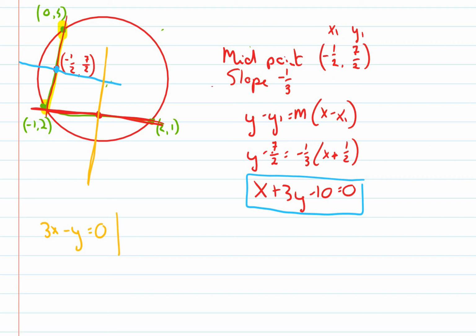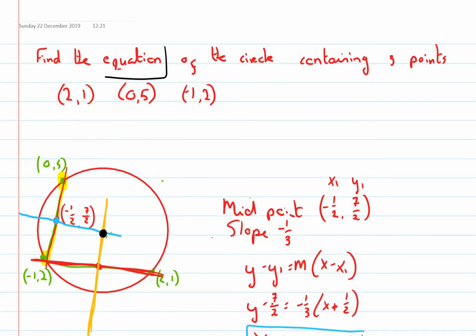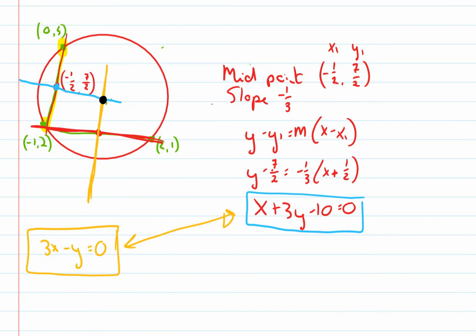Okay, so you have two equations. Here they are. There's one equation, the orange line on the diagram. There's the other line, the blue line on the diagram. The point at which they cross, here, that is the center of the circle. And remember, I want to find the equation of the circle, so I need two things. I need the center of that circle, and I need the radius.